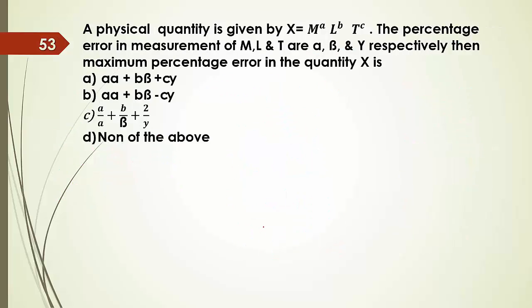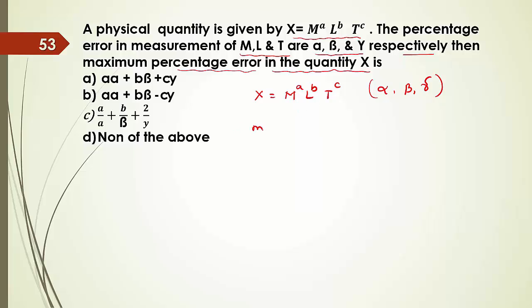53 question. A physical quantity is given by x equal to m raised to a, l raised to b, t raised to c. The percentage error in the measurement of m, l and t are alpha, beta and gamma respectively. Then maximum percentage error in the quantity x is. The given equation is x equal to m raised to a, l raised to b, t raised to c. And error in the measurements are given.